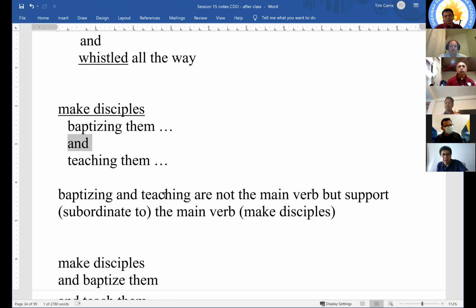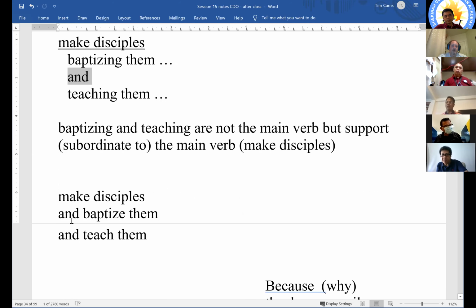As you gave the example below: make disciples and baptize them. So you lose the participle. I see what you're saying. If you add the conjunction, most of the time you lose the participle, because you wouldn't have "make disciples and baptizing them and teaching them." That wouldn't make sense. So this additional conjunction also helps to see that there are three. Yeah, you will see that.